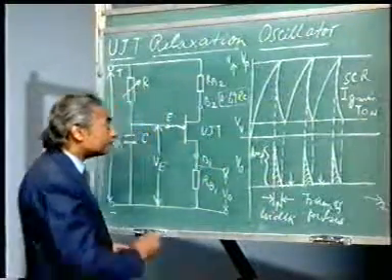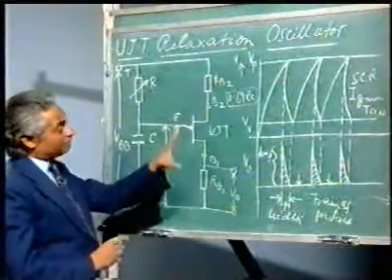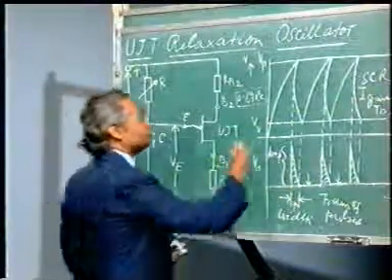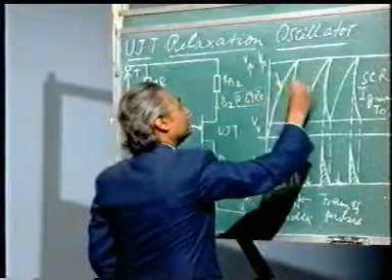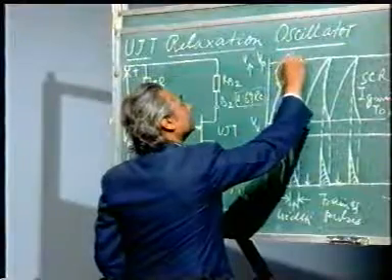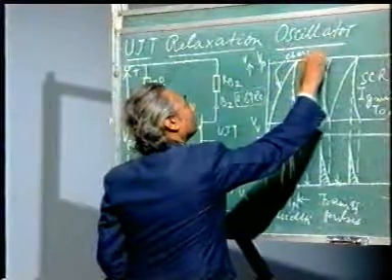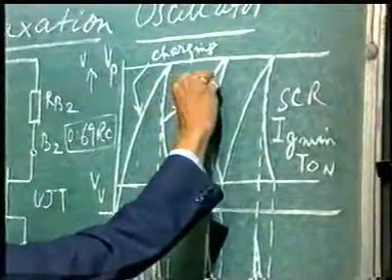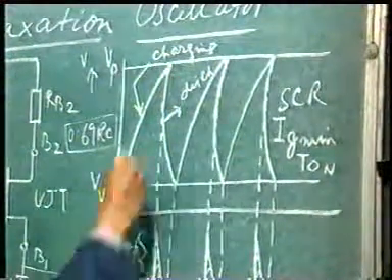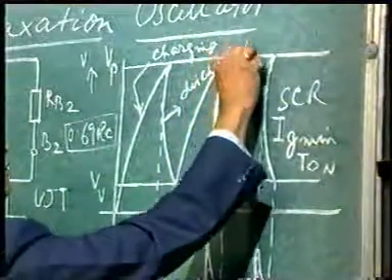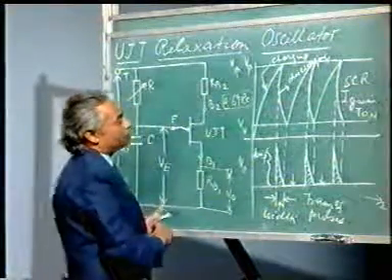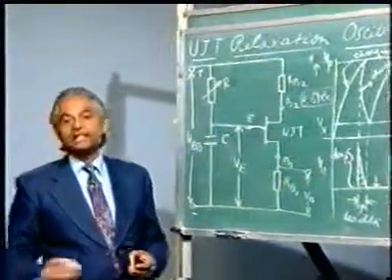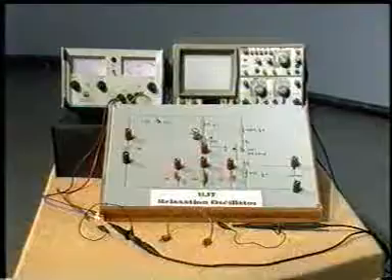Now this is the thing, the relaxation oscillator, the output pulses, the input charging and discharging. Of course this is charging of capacitor, this is the charging and this is the discharging. So this thing we are going to verify with the help of the setup we have before you.